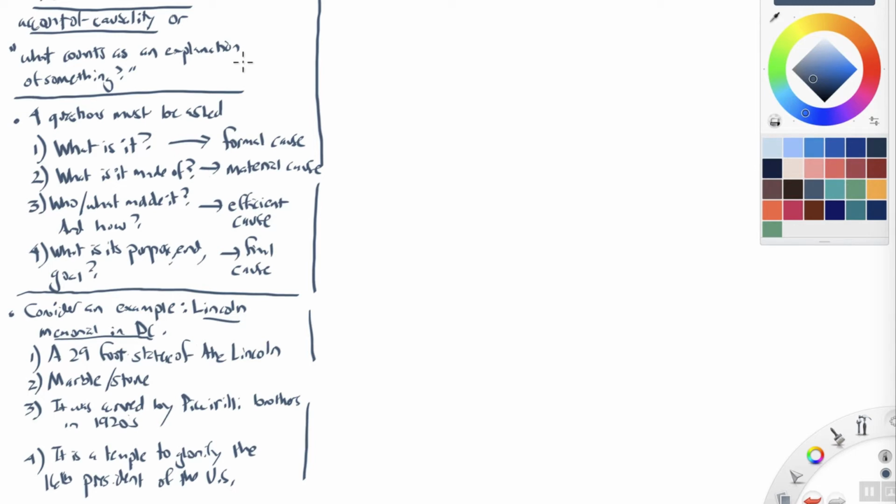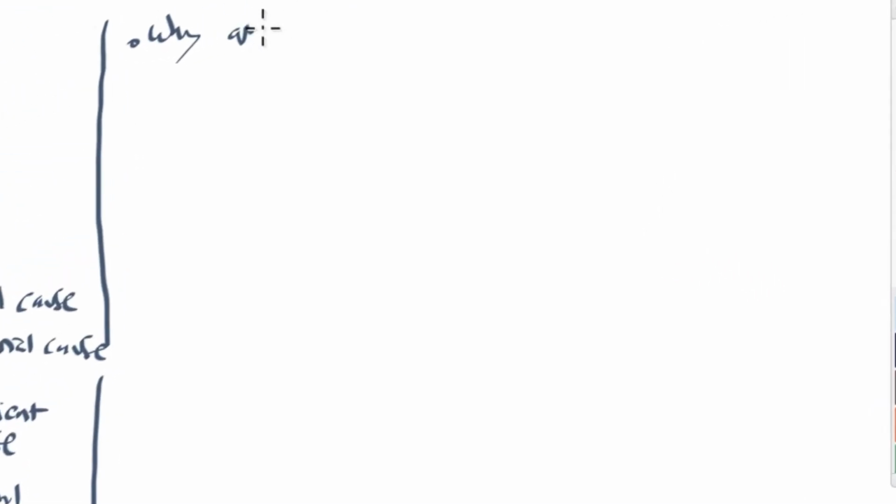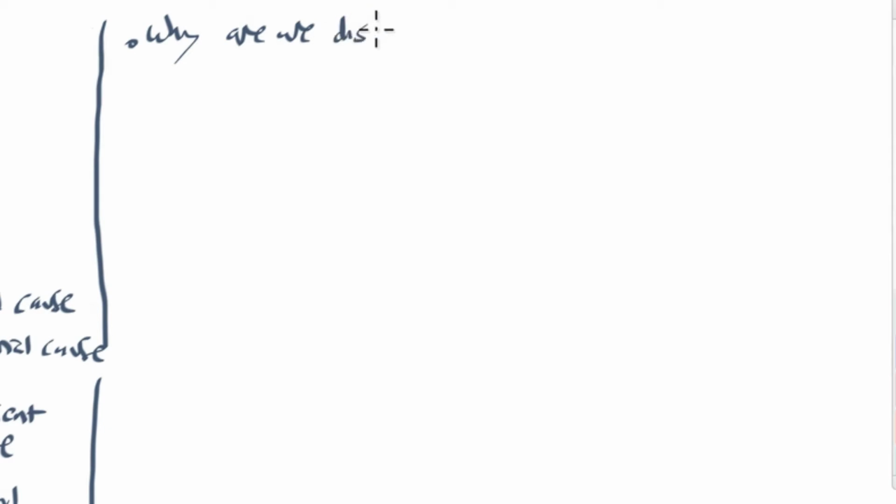Now, why am I bringing this up? Remember, why are we discussing this? It's always a good question to ask. Well, because William Gilbert in his On Magnetism talks about the terrestrial as having the same form or formal cause of the Earth.